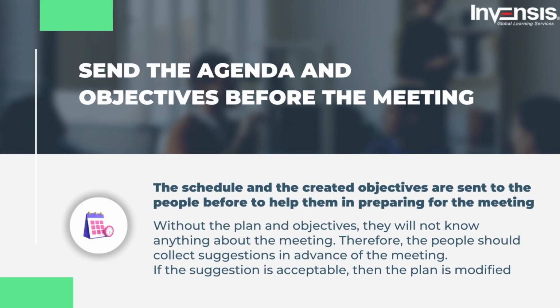Next, the third technique is to send the agenda and objectives before the meeting. The schedule and the created objectives are sent to the people in advance. It would help them in preparing for the meeting. Without the plan and objectives, they will not know anything about the meeting. Therefore, the people should collect suggestions in advance of the meeting. If the suggestion is acceptable, then the plan is modified.